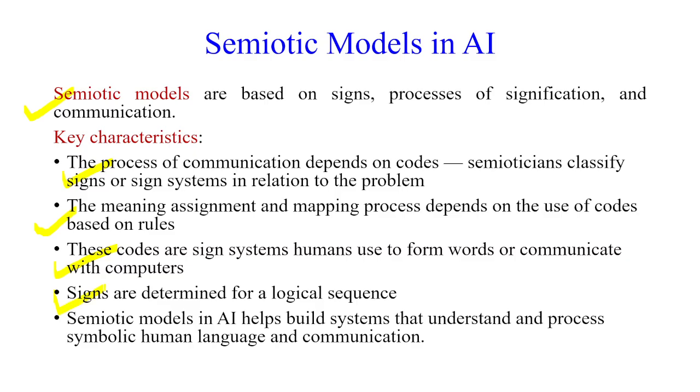Signs are determined for logical sequence. In semiotic models, signs are organized in a structured, logical way so that the system can process them meaningfully. So, why are semiotic models important in AI? It helps in building systems that understand and process symbolic human language and communication. So, this is directly related to NLP, that is natural language processing.